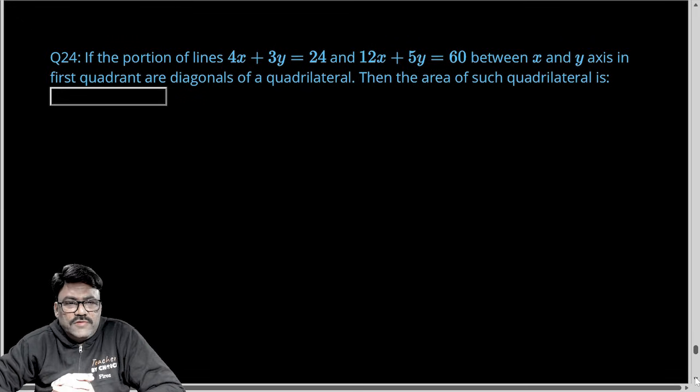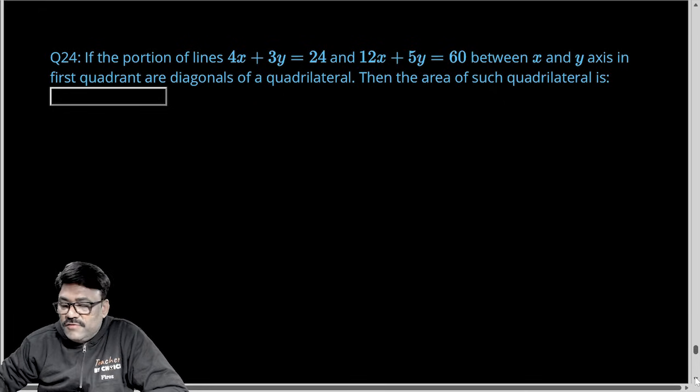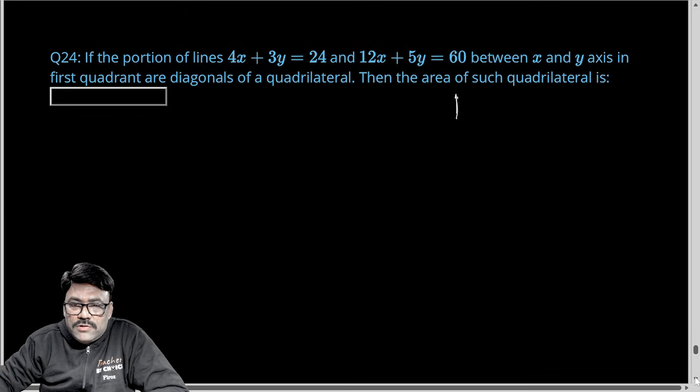See this question. This is from straight lines. You are given two lines, and the intercepted portions of these two lines between the coordinate axes are the diagonals of a quadrilateral. So what will be the area of this quadrilateral? Let me draw the lines first.